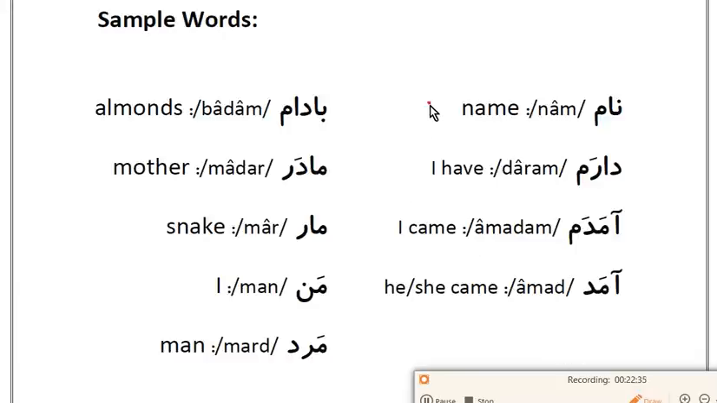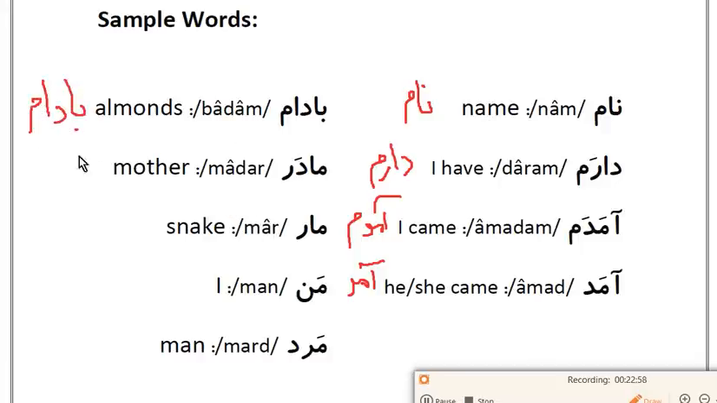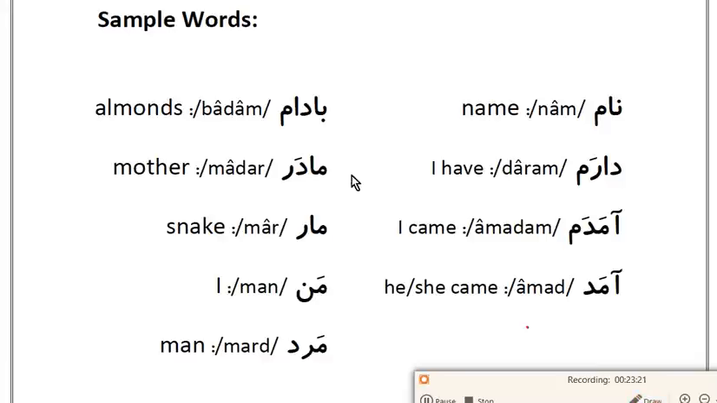Let's see. The first one we have nom. So this is the way that we write nom. This one is daram. So this is the way that we write daram. That one is omadam. This one is omad. Okay, this one is badam, ba, then dam. Okay, next one is ma, dar, and mar also. This one is man, man is I, and this one is mard. Okay, I hope the way that I write these words helps you to improve your writing. All right, let me just clear everything and go to the next page.